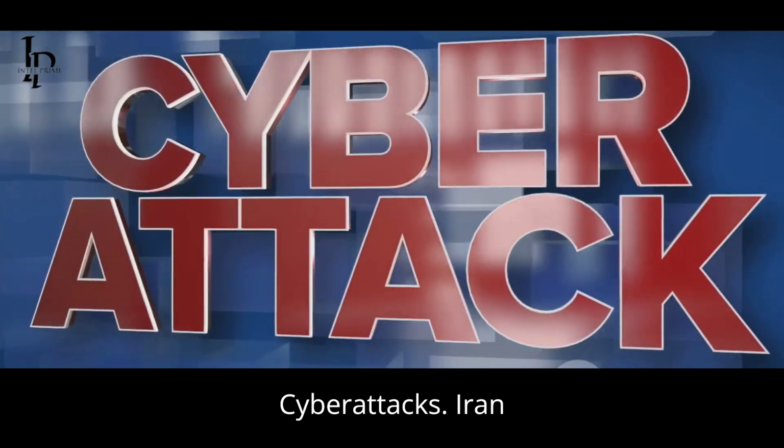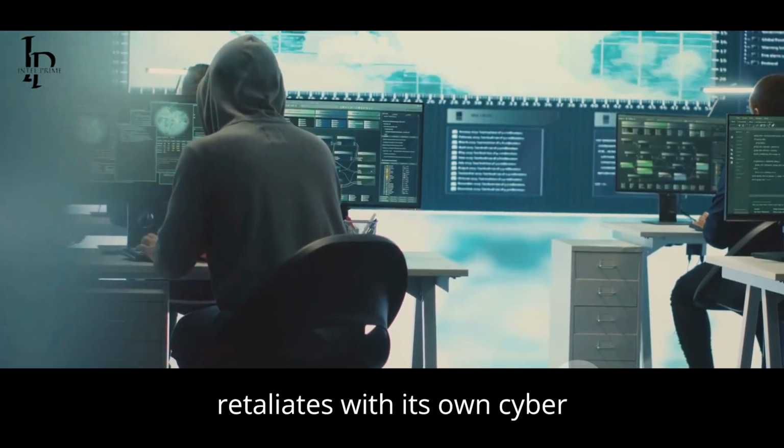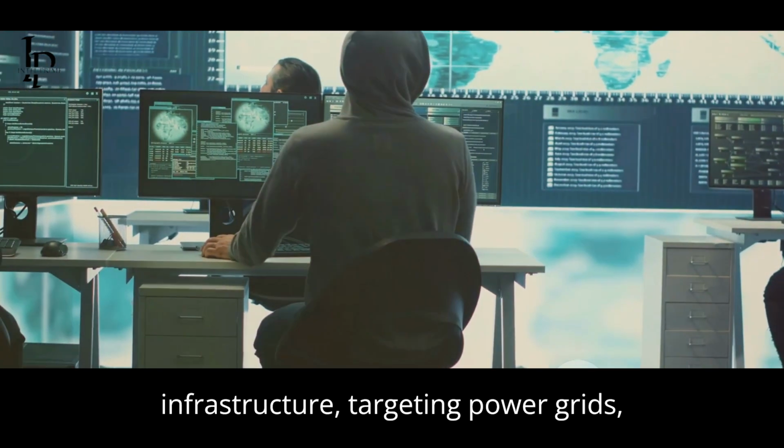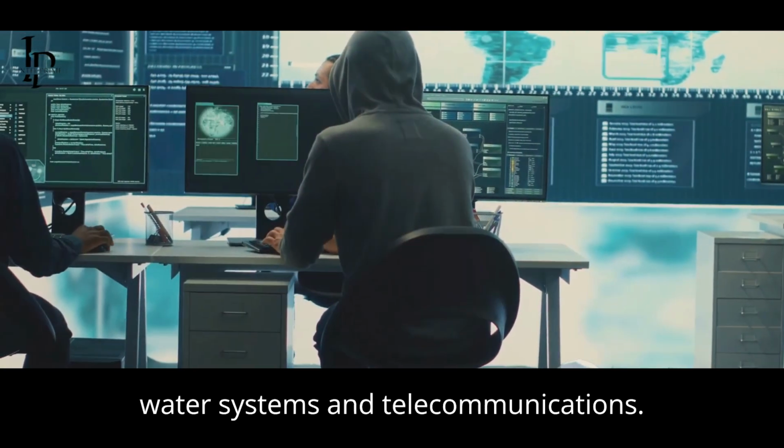Cyber attacks. Iran retaliates with its own cyber capabilities, aiming to disrupt Israeli infrastructure, targeting power grids, water systems and telecommunications.